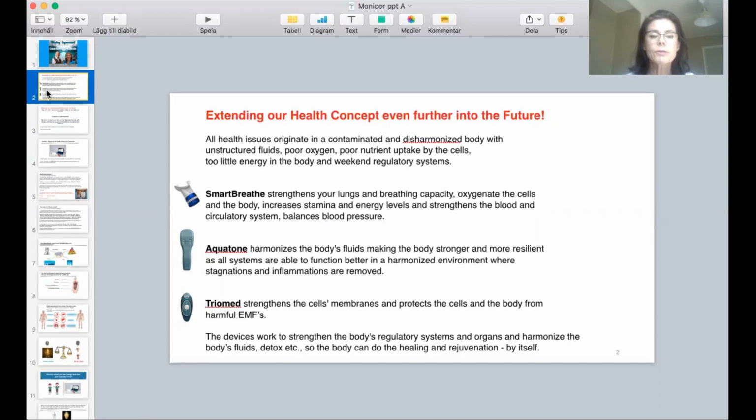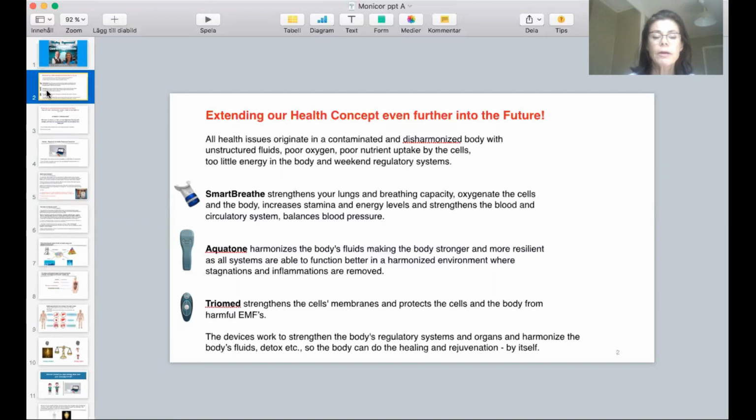And we also talked in a previous show about the Aquaton, how important the Aquaton is if you want to harmonize the fluids in your body, because that will make your body much stronger and more resilient, because all the systems in the body will be able to function much better when the fluids are structured and harmonized. And also when you structure your fluids, you are getting rid of inflammations quite effectively. And this is important because inflammation is very often the first thing that happens before an illness develops.